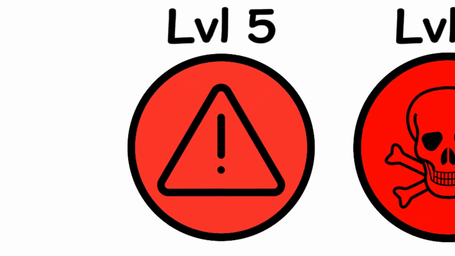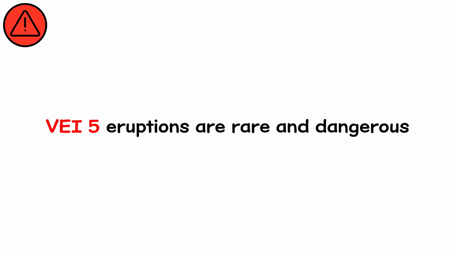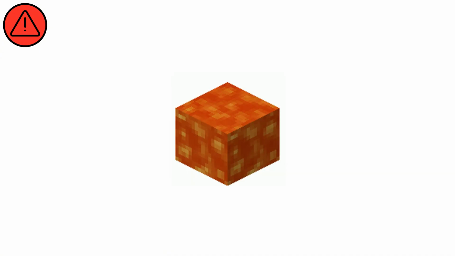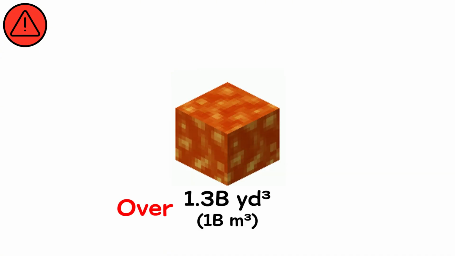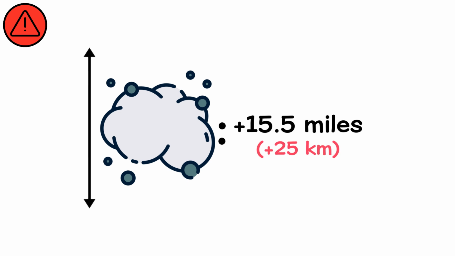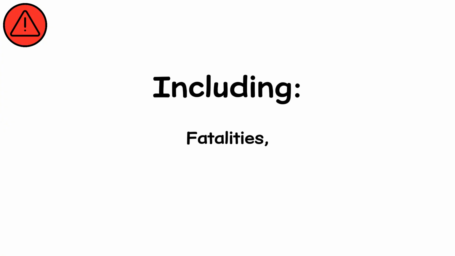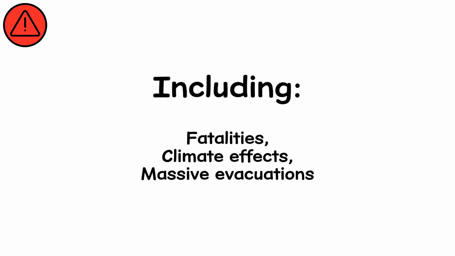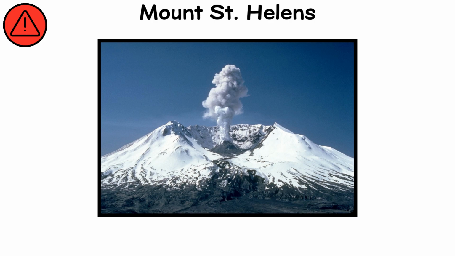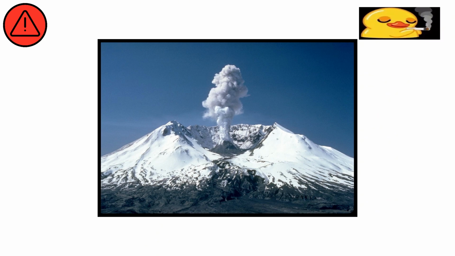Level 5. Paroxysmal eruption. VEI-5 eruptions are rare and dangerous. They eject over 1.3 billion cubic yards of material and produce ash clouds over 15.5 miles high. These eruptions are capable of causing regional catastrophes, including fatalities, climate effects, and massive evacuations. Mount St. Helens in 1980 is a classic example of a VEI-5 eruption.